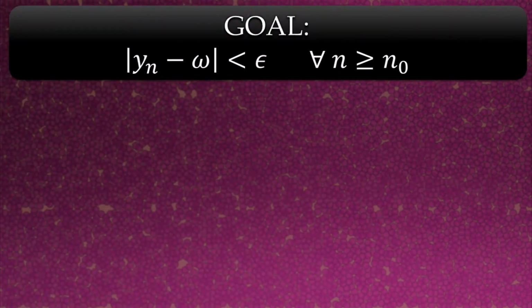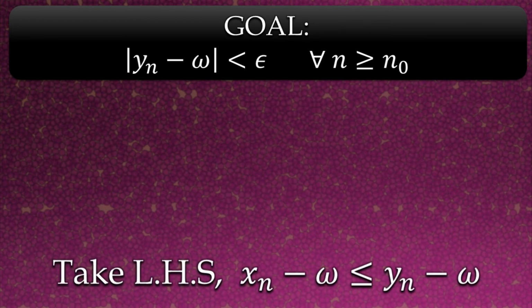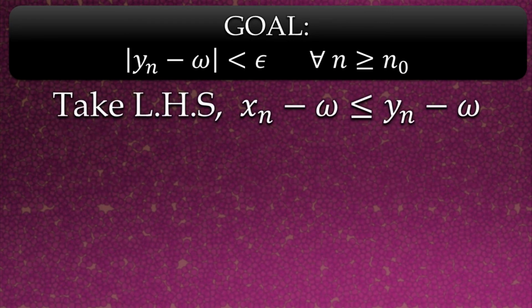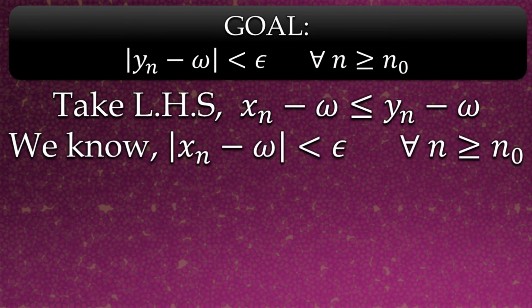So for that, we're going to take the left hand side of the inequality we just discussed, which is xn minus omega is less than or equal to yn minus omega for all n greater than or equal to n naught. We also know that mod of xn minus omega is less than epsilon for all n greater than or equal to n naught.